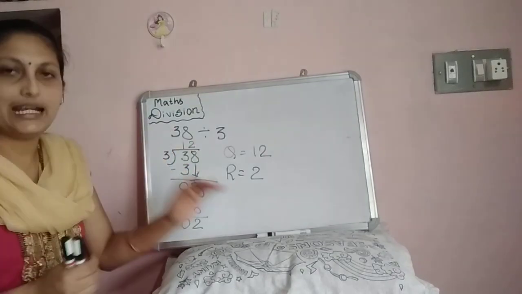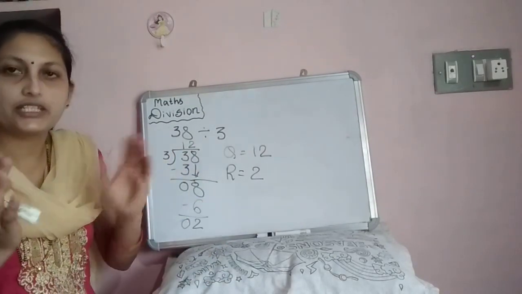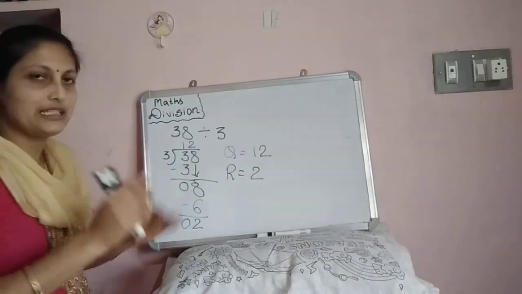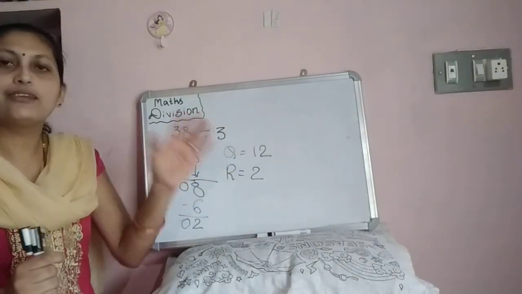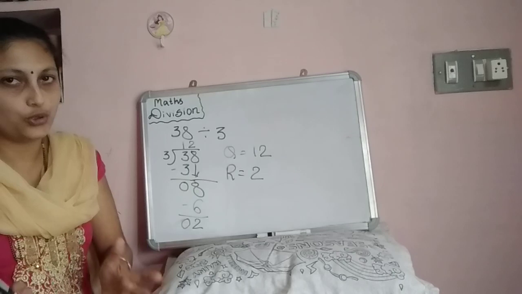Next, 12 is the answer. After sharing equally, each gets how many? That is 12. Each gets 12. So 12 is called the quotient, which means the answer is the quotient.